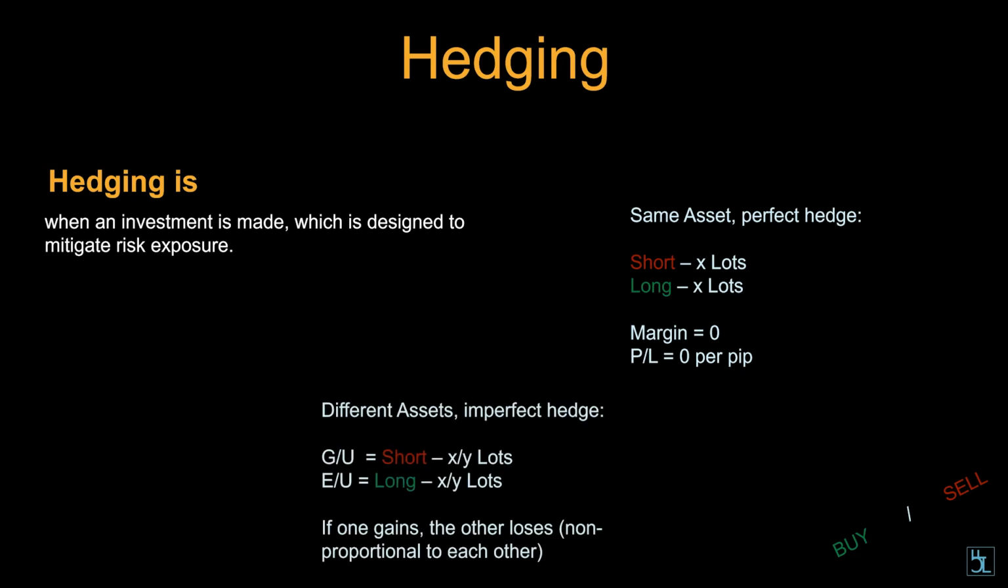An imperfect hedge is when the volume traded differs in both positions on the same asset, or when there is a different asset involved. For example, shorting GBP USD and buying Euro USD would be a hedge regardless of volume, as in one scenario the trader is selling GBP for USD and in the other is using USD to buy euros.